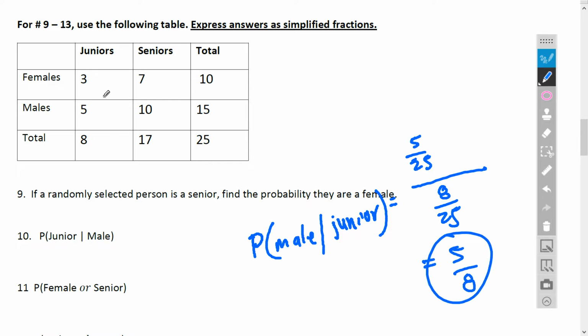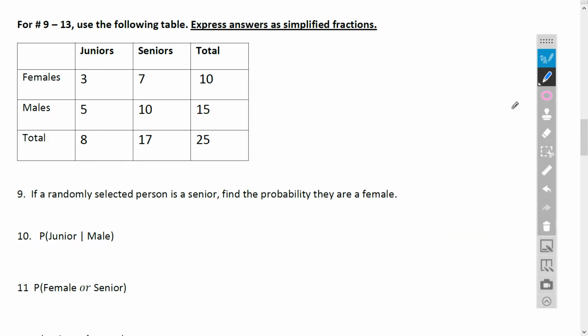That should make sense because if you look at just the sample space of the juniors, there's only 8 of them. And of those 8, how many are male? 5 of them are male, so 5 over 8.